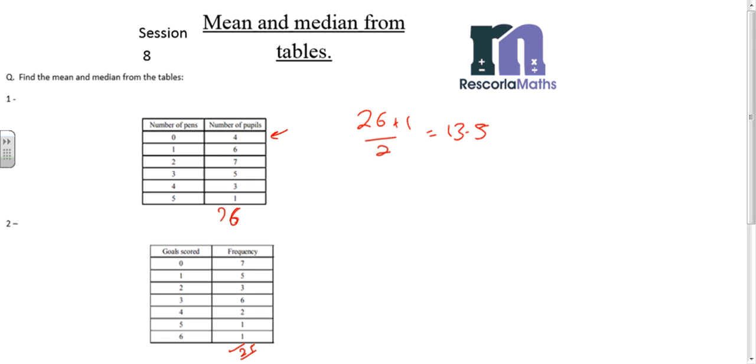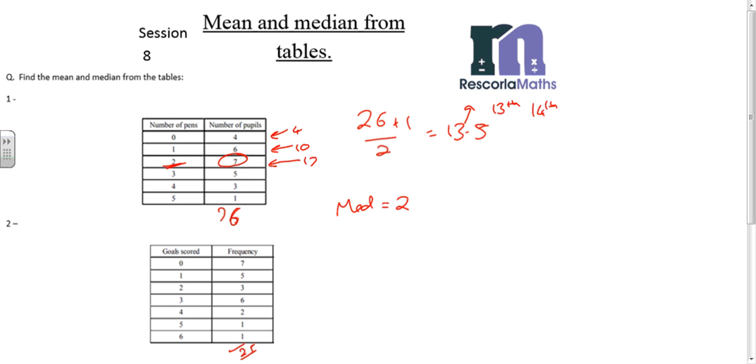So the first 4 people are there. And the next 6, that makes 10 people so far. The next 7 people, which makes 17 people, are there. So if I'm looking for the 13th and the 14th people, they're going to be somewhere in this category here. So therefore, the median is going to be 2.